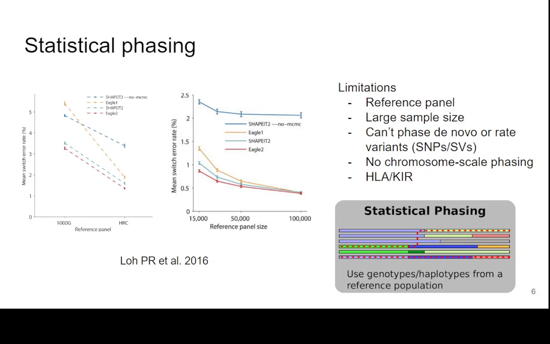Another limitation is that you cannot phase de novo variants through statistical phasing, and you also cannot get chromosome-scale haplotypes with it. Also, another medically relevant region is HLA, and we cannot phase these regions using statistical phasing.